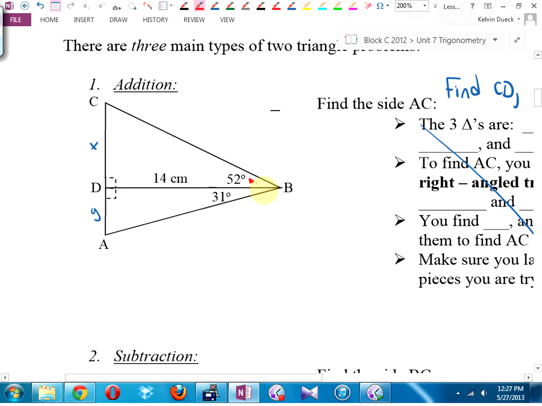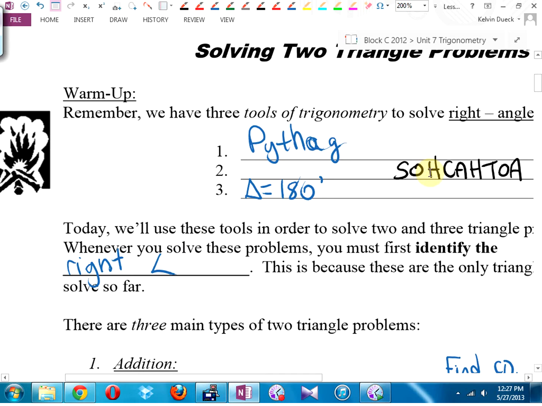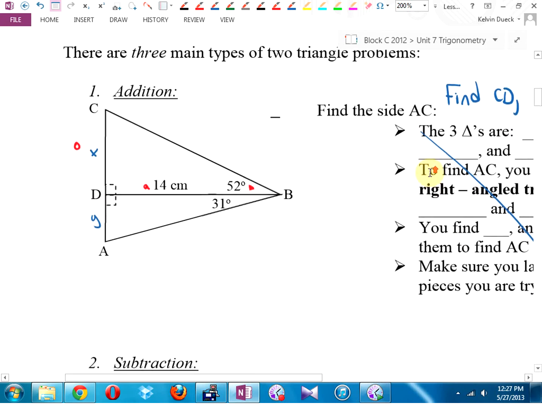X, opposite, adjacent, or hypotenuse? Opposite. 14. Adjacent. Which trig function? No, you're right, but let's write that at the top of the page. Oh, I guess we kind of have it written here, don't we? Okay, fine. My mind was saying you didn't write it at the top of the page, Mr. Dueck, and you always do, but I guess we put it in our notes. Okay, yeah, it's going to be tan.